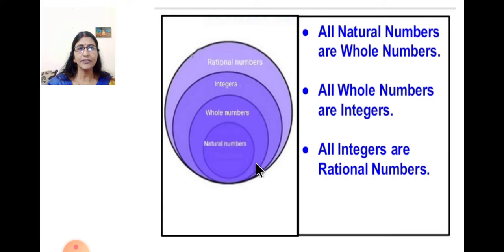Now see this figure, you will understand. Here all natural numbers are whole numbers. You can see here this is natural numbers, so all natural numbers are also whole numbers. All whole numbers are integers. You can see here whole numbers are also integers. All integers are rational numbers. So which means that rational numbers include integers, whole numbers, natural numbers as well as fractions.